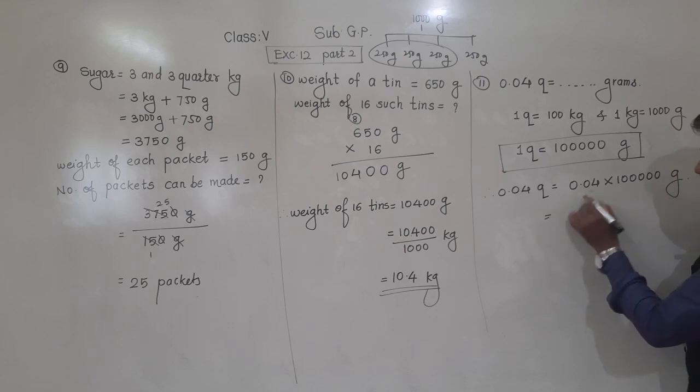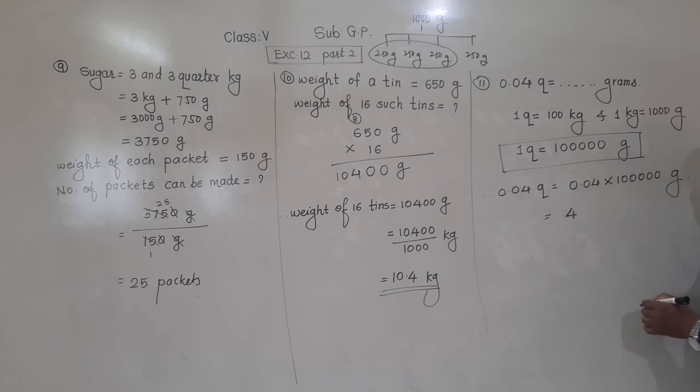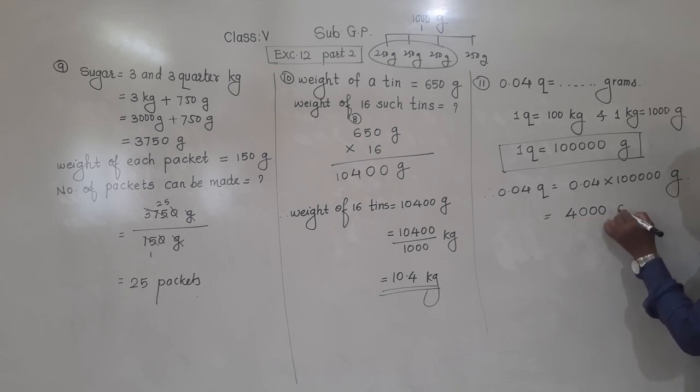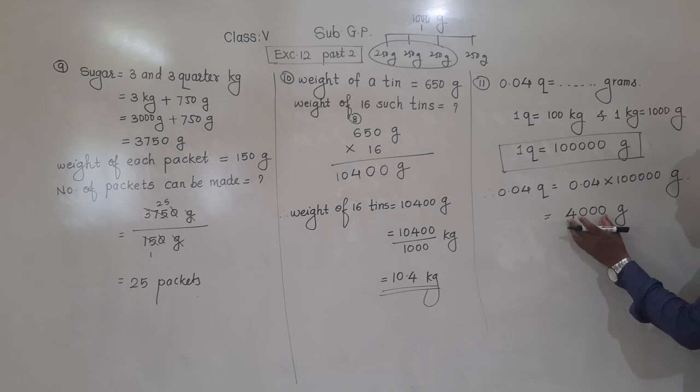And when it is multiplied by 1 lakh, see, 4 ones are 4. How many zeros do we need to put? 1, 2, 3, and see, the decimal point will come here, 2 decimal places, and there are 3 more zeros. So 4,000 gram.